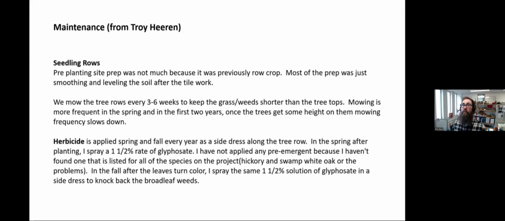But the point of this is there's a lot of tactics for this, but 3 to 5 years of maintenance is essential for tree plantings, vegetation control, especially cool season grass.